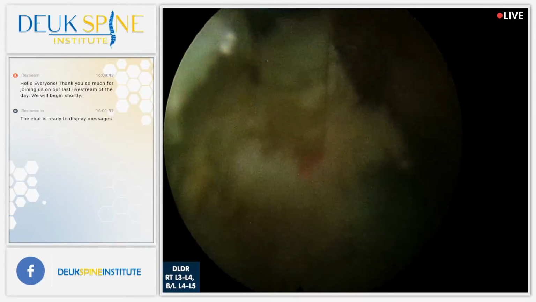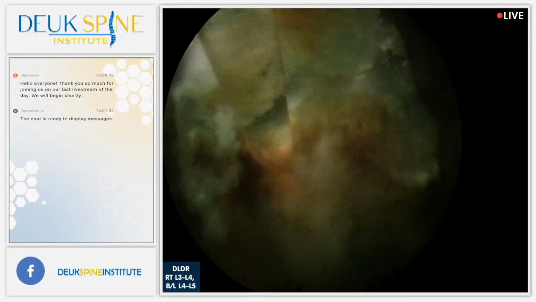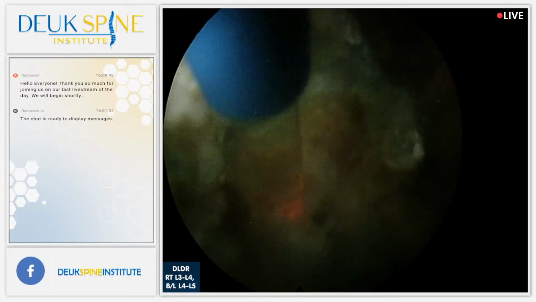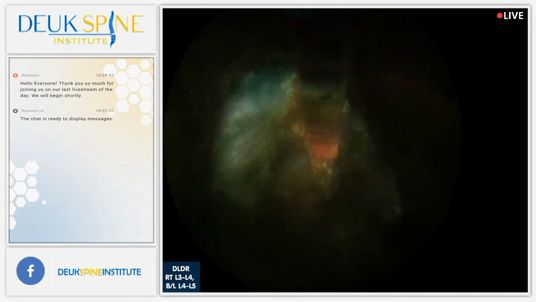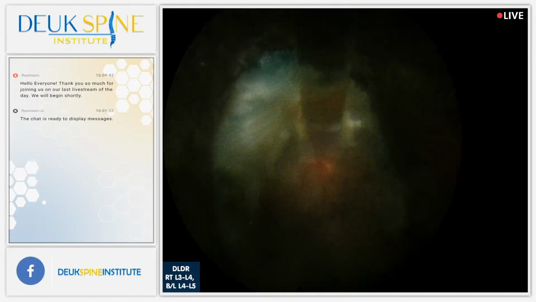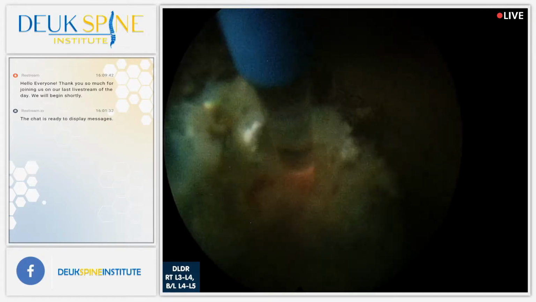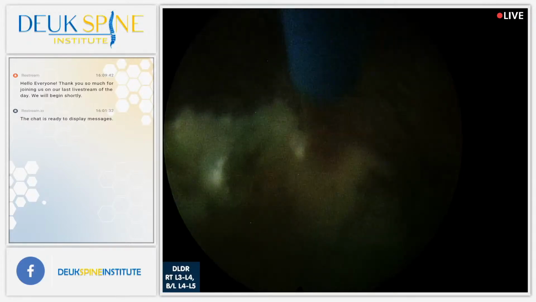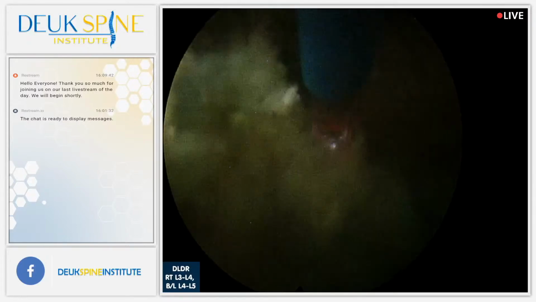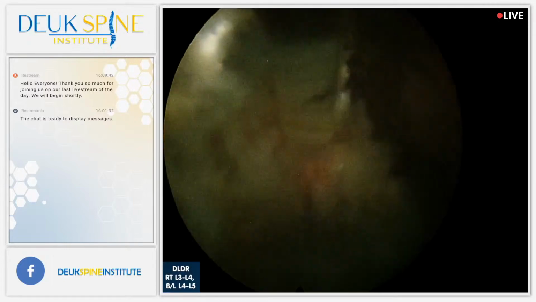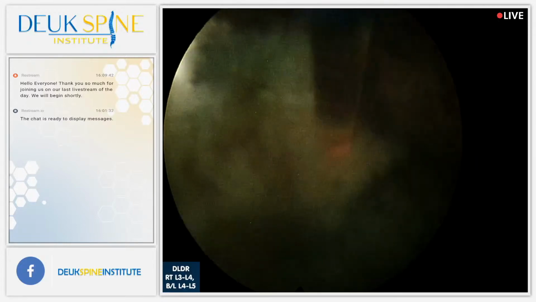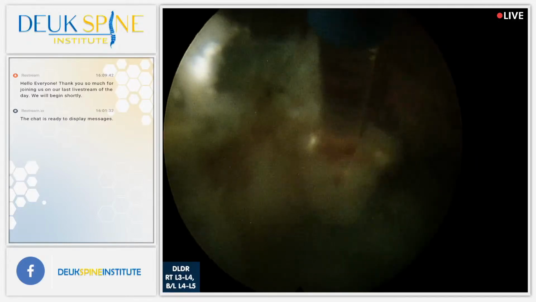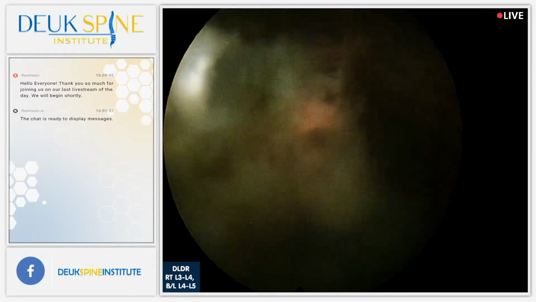The name of this surgery is the Deuk laser disc repair, and it's named after the fact that it was developed first at Deuk Spine Institute by Dr. Deuk Majan, that's me, and it involves the use of a laser, very important, because without the laser this surgery is not possible. Without this laser, you can forget about fixing people's discs properly.